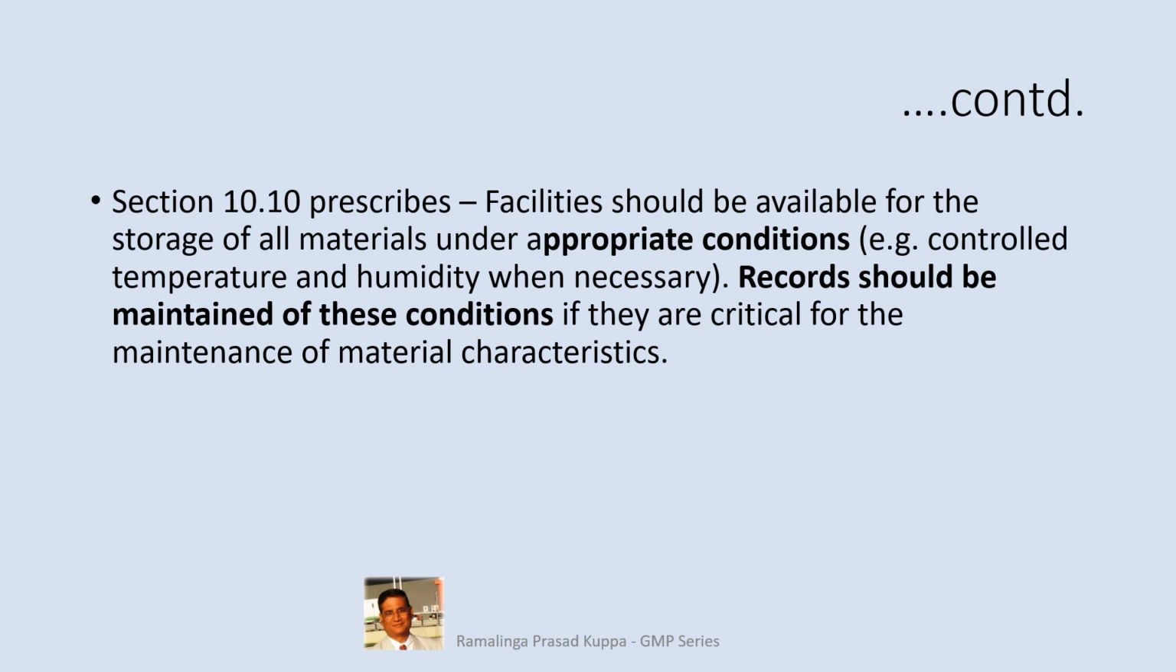Section 10.10 prescribes facilities should be available for the storage of all materials under appropriate conditions. Example, controlled temperatures and humidity when necessary. Records should be maintained of these conditions if they are critical for the maintenance of the material characteristics.